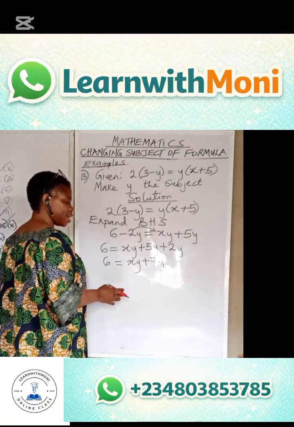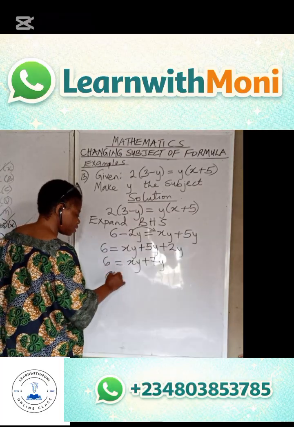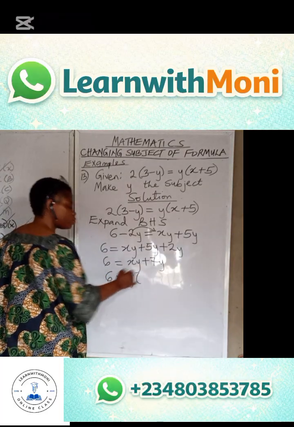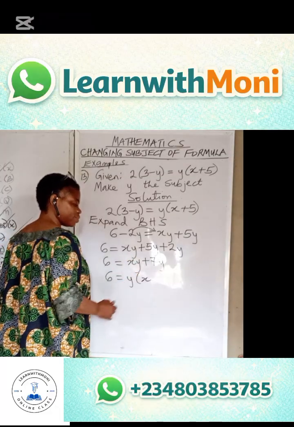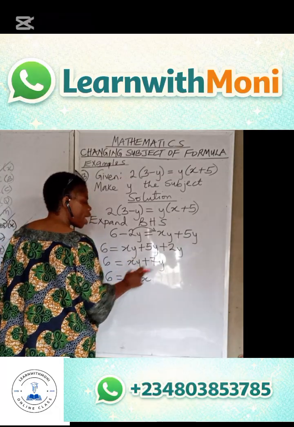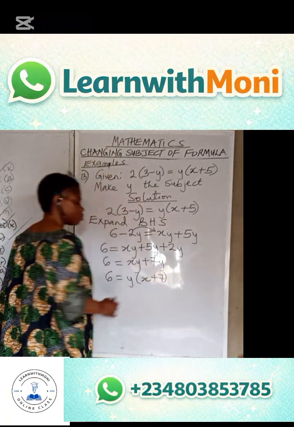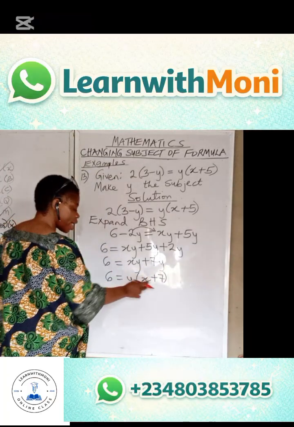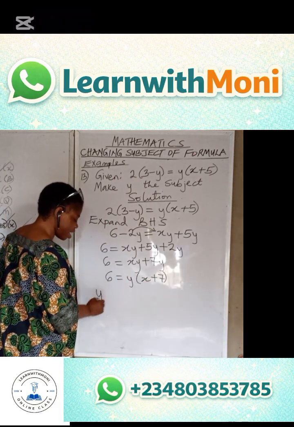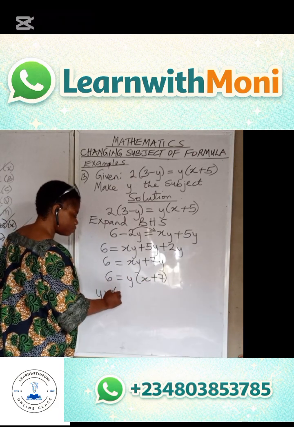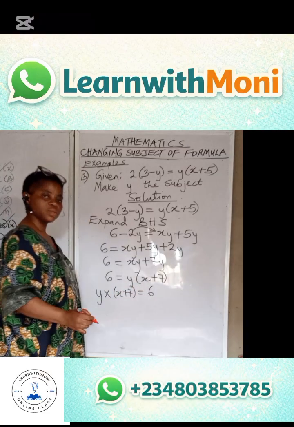On the right hand side, I can factor out y. So I have 6 equals y into, y in xy is x, and y in plus 7y is plus 7. So what I have on my right hand side is the same as saying I have y times x plus 7 equals 6.